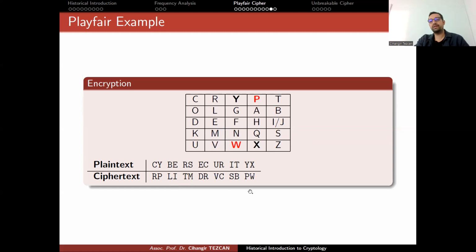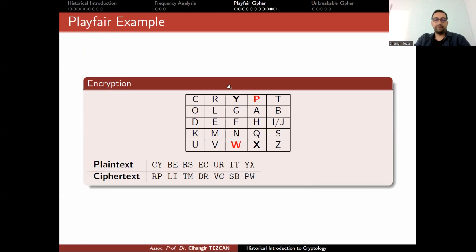So the person who wants to decrypt it back will have PW. Again, they will look at here. They create the same rectangle, and they obtain back YX. So this was used during the First World War, and it was broken a lot during the First World War. Okay.